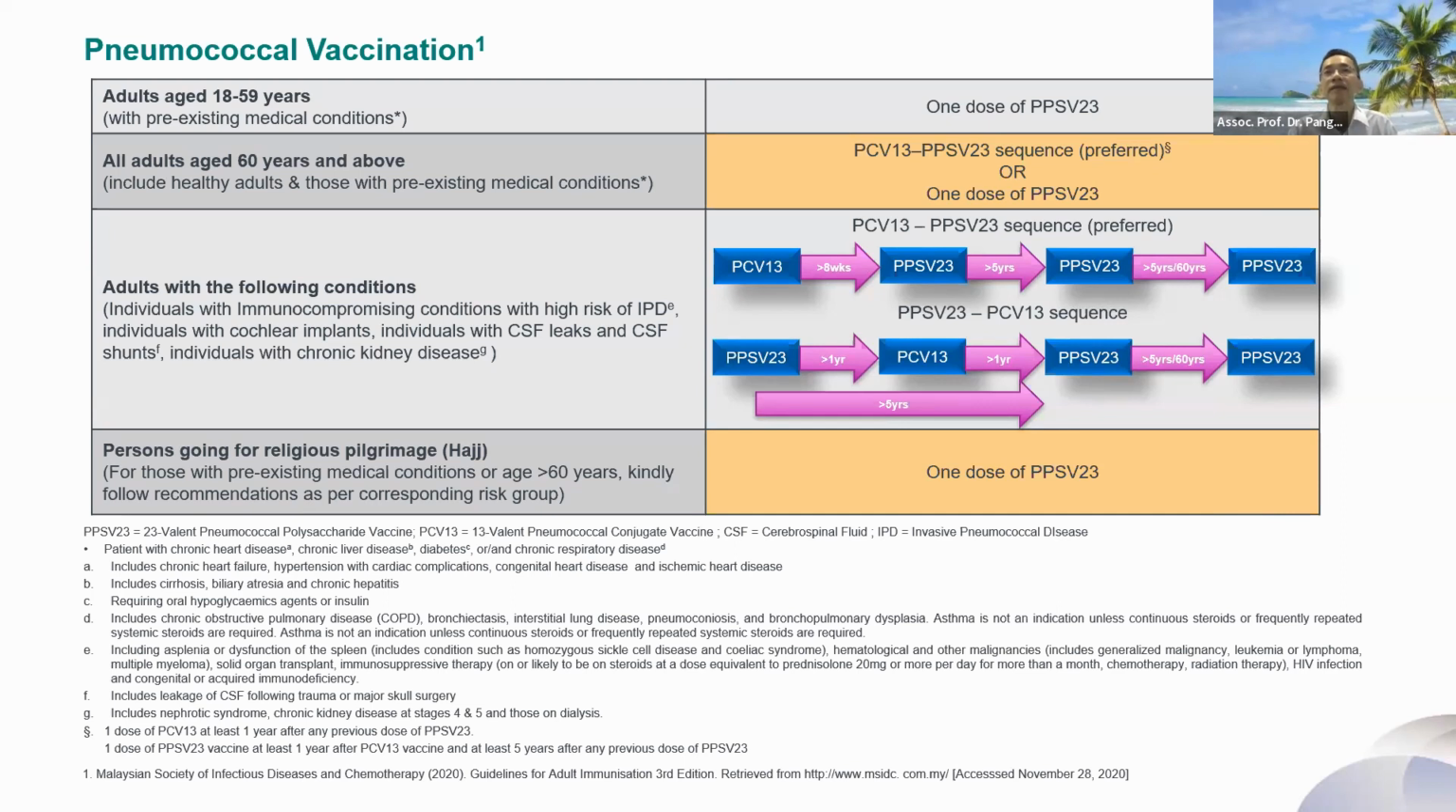And of course, if individuals have been given PPSV23, we may have to wait for a year to give the PCV13, and then wait for another 1 year for PPSV23. And again, after the age of 60, we have to give a booster dose of PPSV23.